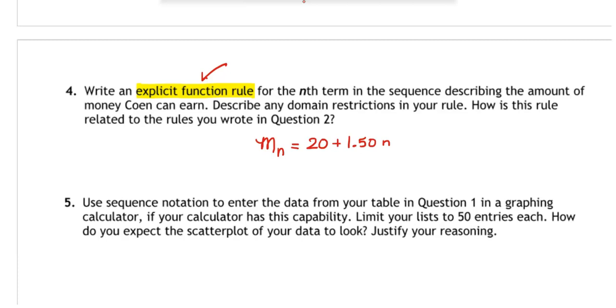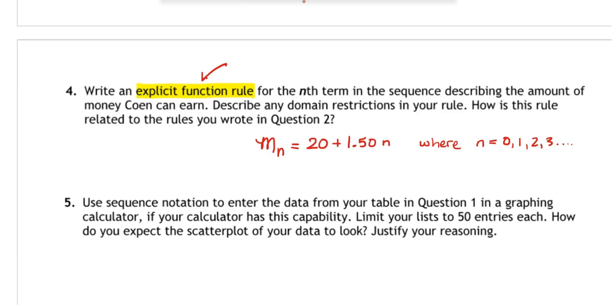This is kind of what you guys are used to seeing, and I bet every single one of you would be able to come up with this on your own if I asked you to go ahead and create an equation for this. You might not necessarily write it as m sub n, but you guys would recognize that you started at $20 and you're going to add $1.50 for every single subscription after that. And I would say overwhelmingly you guys would be able to come up with that. And that's the basic part of the explicit function rule. You just have to define it a little bit further and say where n is equal to 0, 1, 2, 3.